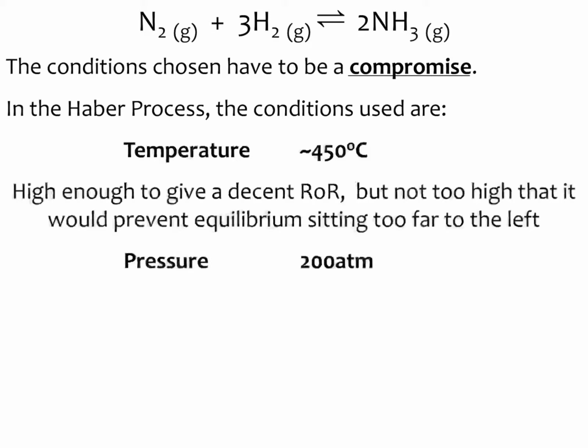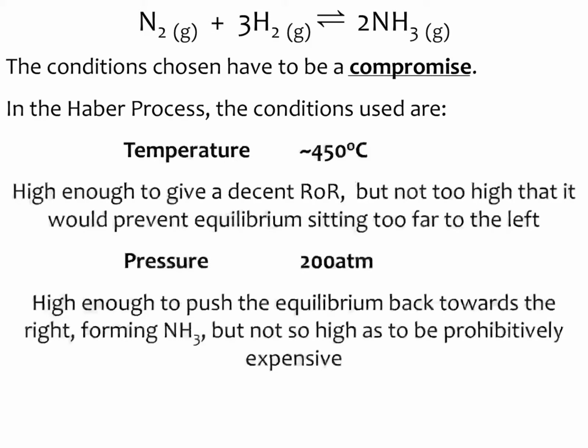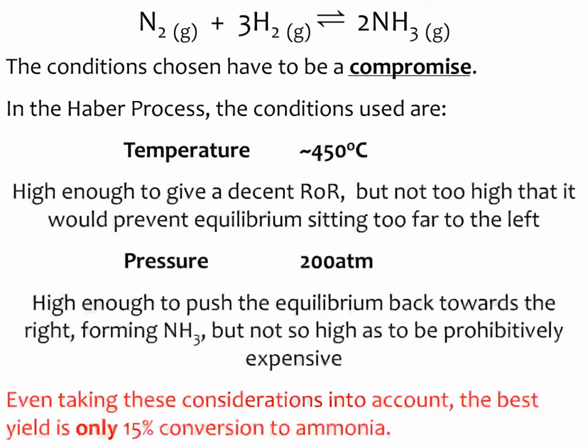For pressure, we use 200 atmospheres, the middle. It's high enough to push the equilibrium back towards the right hand side where it was shifted by the temperature, so it forms NH3, but it's not so high as to be prohibitively expensive. What we've got basically is just trying to get it sitting somewhere in the middle. Even taking these compromised conditions into account, the best yield that most factories that make ammonia get is only around 15% conversion to ammonia.